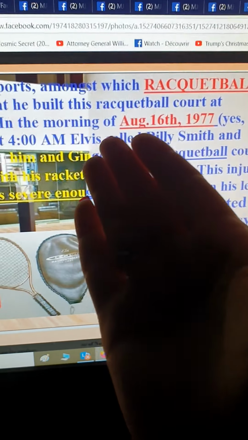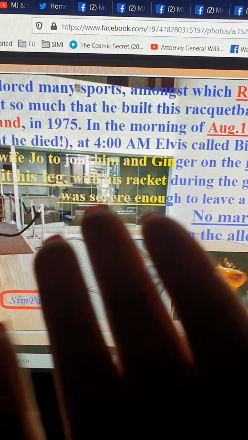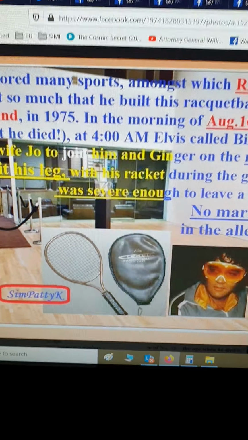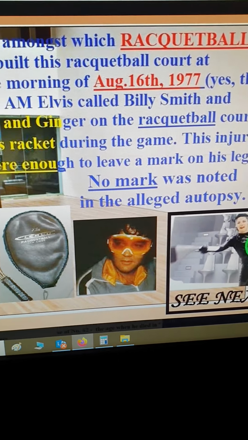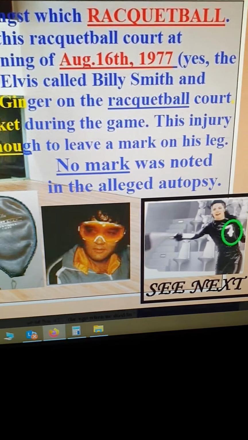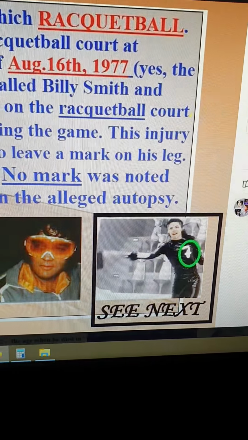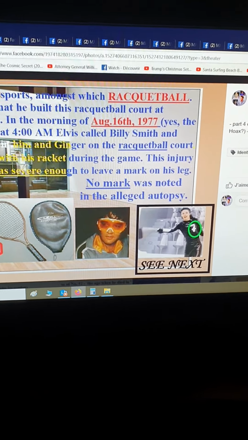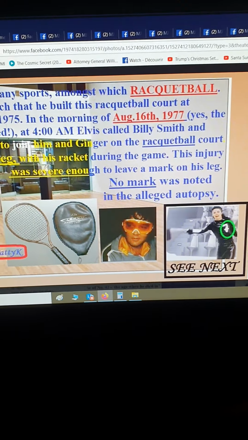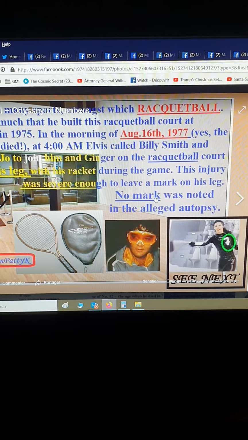So, in the morning of the day when Elvis died, these people said that he played racquetball with them. He hit his leg. He had a strong mark on his leg that was not found on the autopsy, which is weird. And then Michael makes a video, Scream, wearing number 7 and playing racquetball. You tell me, what is this, if not Michael leaving clues that he was also going to fake his death like Elvis?